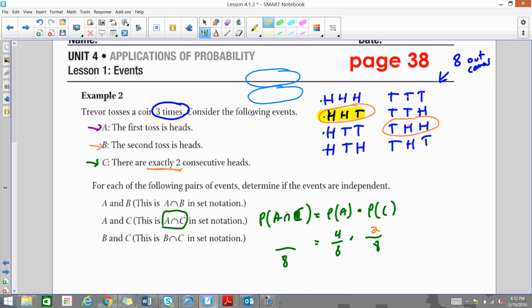Heads is my first, and exactly 2, good. All right, no, no, no, no. Let's look at the one that we circled also. First toss is heads. Oh, no, that's a T, so we don't include that. So this is actually a 1/8 probability.